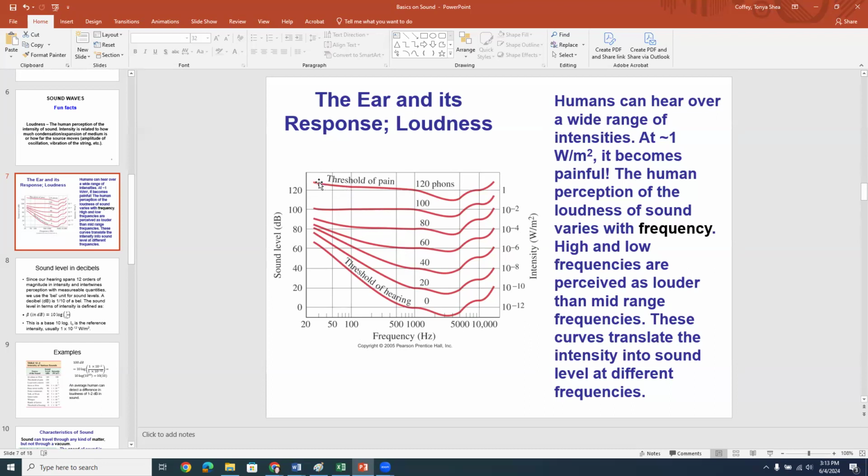Now you can see that the threshold of pain is shown here as this wiggly curve that starts on the right at a high value and then kind of drops down and then goes back up, okay? So that dependence on the frequency is an interesting characteristic of human hearing. High and low frequencies are perceived as louder than mid-range frequencies. So there you go. These curves translate that intensity into human perception.